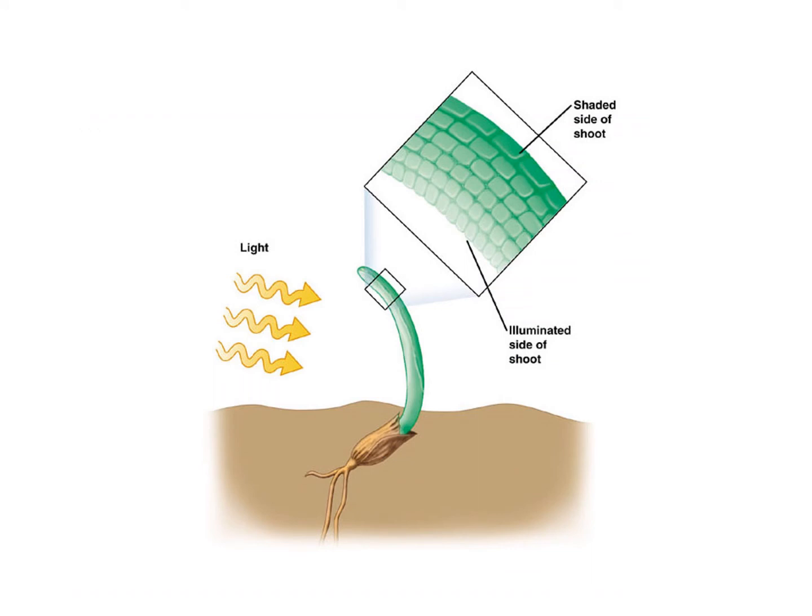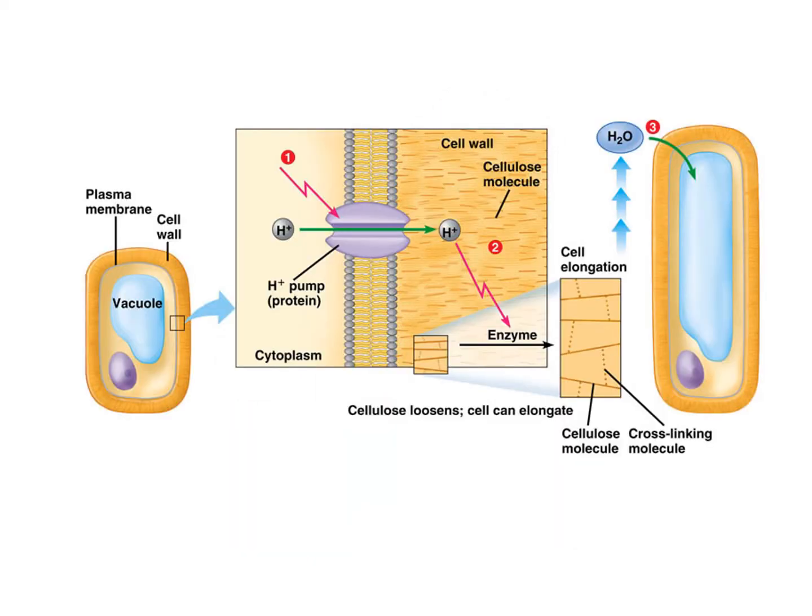So phototropism is caused by hormones called auxins that result in asymmetrical growth. The cells on the shaded side are growing faster because of the presence of auxins than the cells on the lighted side. And as those cells elongate, the stem bends and the plant grows toward the light. And we now have an understanding of how that works.